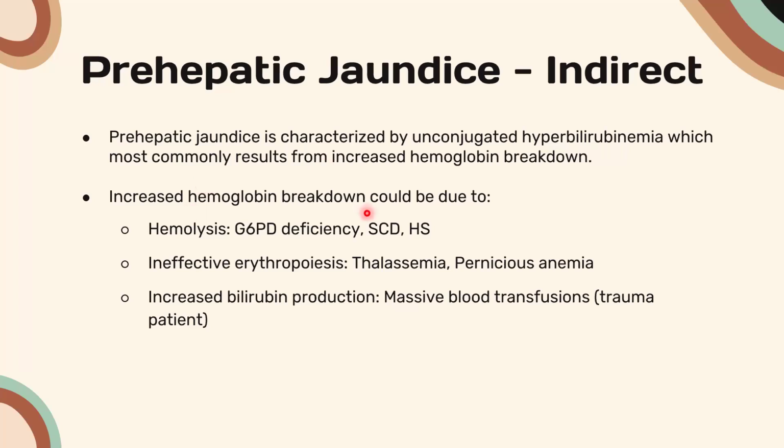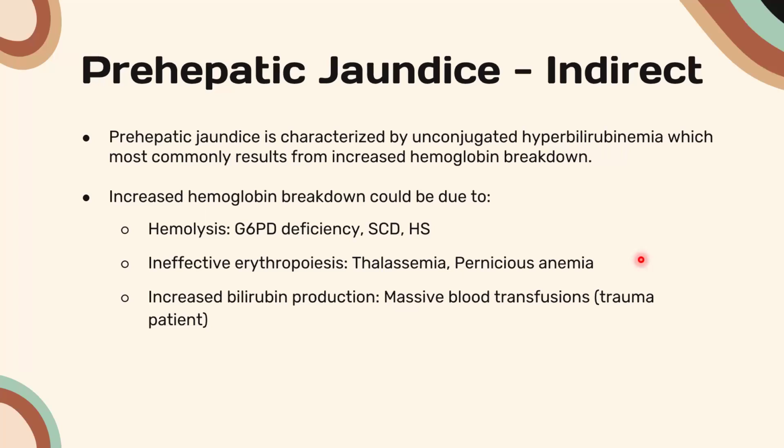It's similar to what we talked about before. There could be hemolysis because of G6PD, sickle cell disease, spherocytosis, or ineffective erythropoiesis, so thalassemia. There is an abnormality in the hemoglobin. And similarly, in pernicious anemia, what happens is that there are autoantibodies against the parietal cells, which are responsible for producing intrinsic factor. Intrinsic factor is needed to absorb vitamin B12.